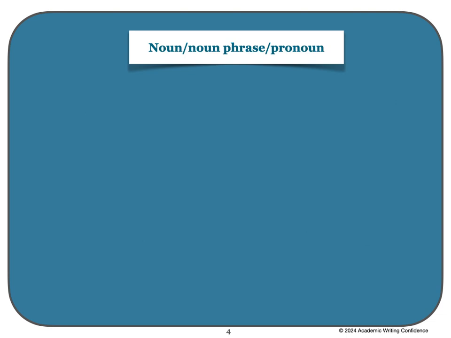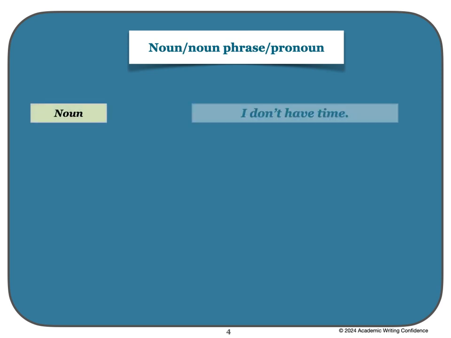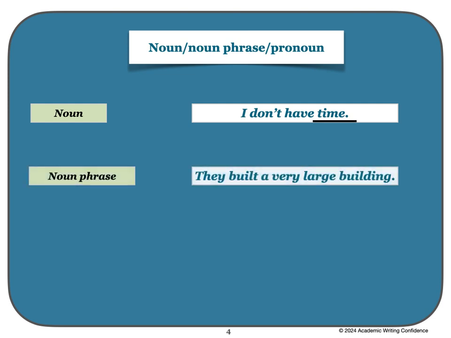Let's look at some examples of a verb complement when we use a noun phrase, or a pronoun. I don't have time. I don't have what? I don't have time. Time is a noun. They built a very large building. They built what? A very large building. This is a noun phrase.